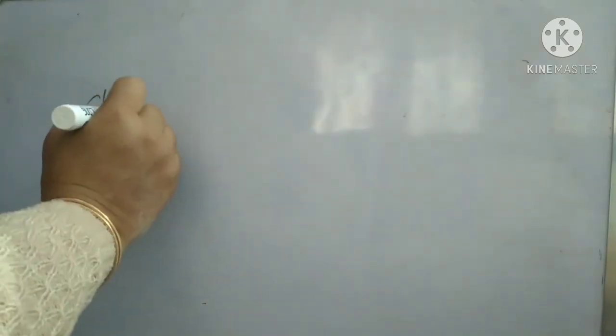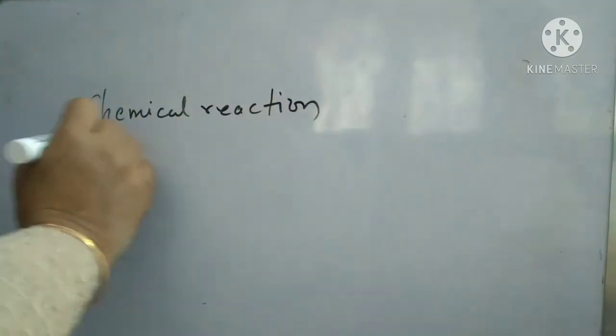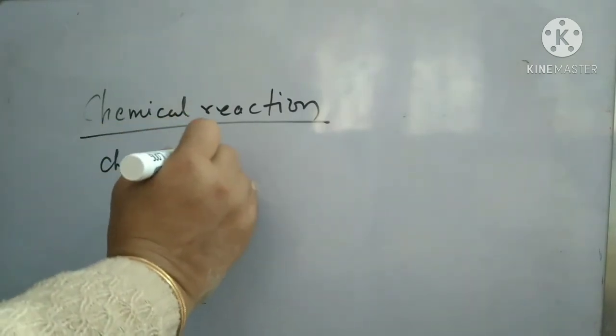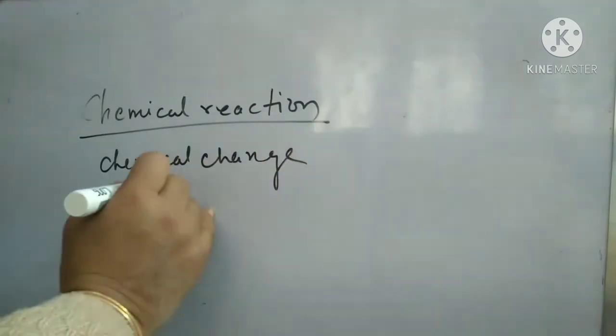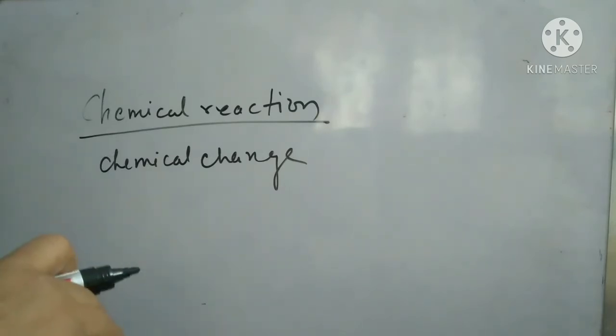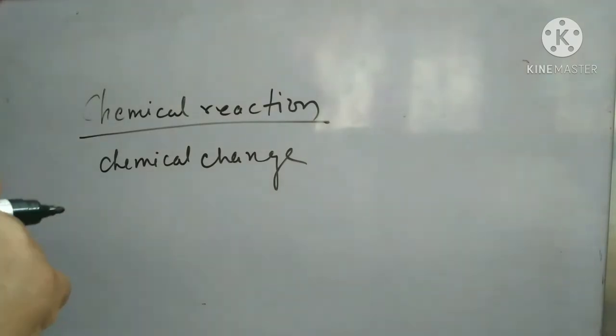Now, dear children, today I am going to tell about chemical reactions. Now, what is a chemical reaction? A chemical reaction is a chemical change. Now, when we represent a chemical change by symbols and formulas, that is known as a chemical reaction. Now, what happens during a chemical reaction?